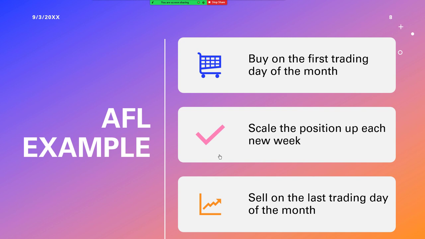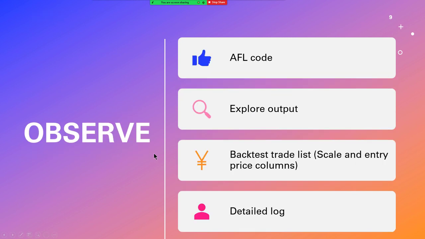Okay, so let's get into the practicalities of it. Let's have a look at a simple AFL example, a very simple time-based strategy where we buy on the first day of the month, and each new week, so each Monday, say, we are going to scale our position up, and then on the last trading day of the month, we're going to sell our entire position. So we're going to have a series of trades, one month long, and within each trade, we're going to be doing some scaling up as well. We'll have a look at how we structure the AFL code to do that.